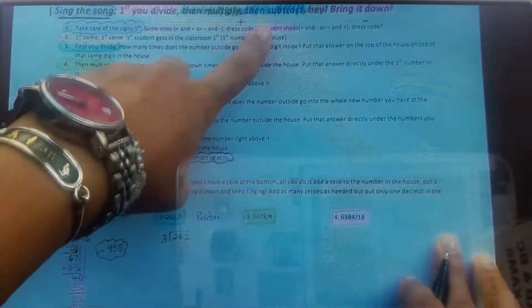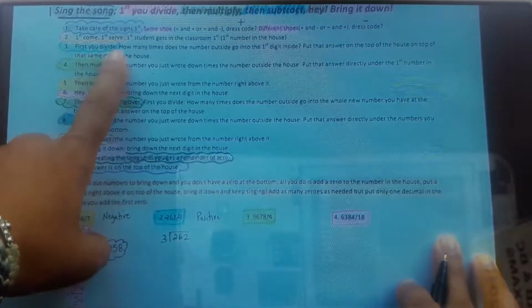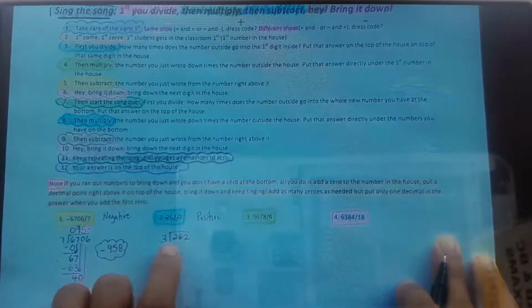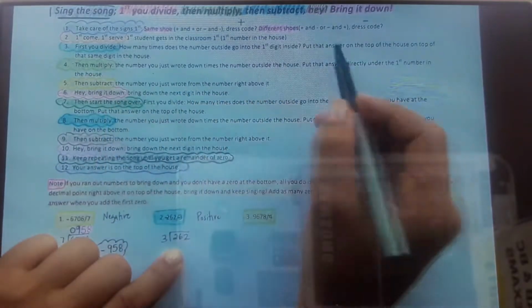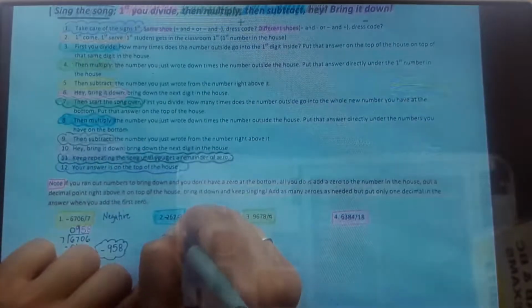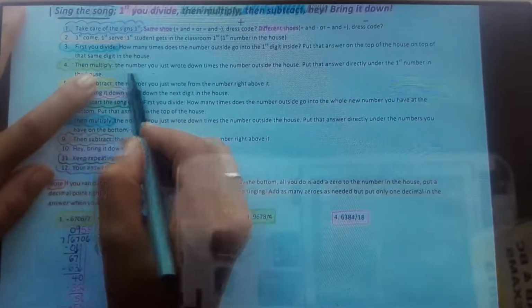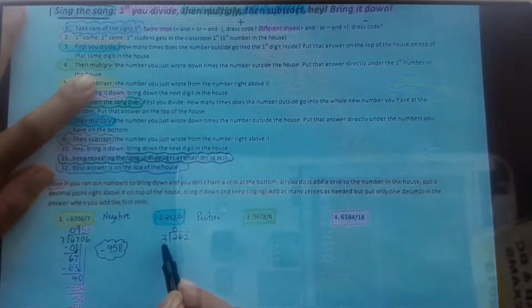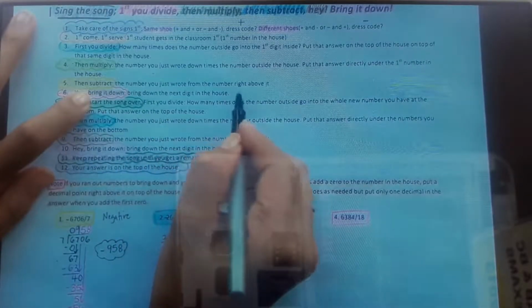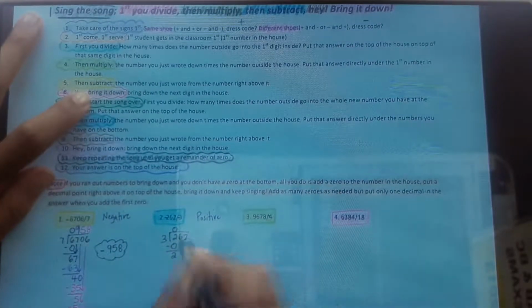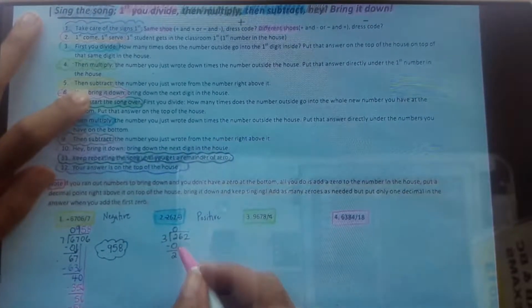First you divide, then multiply, then subtract. Hey, bring it down. So first you divide. 3 into 2, 0. Then multiply. So we're doing 0 times 3, 0. Then subtract. Then we're subtracting those two numbers. It's going to be 2. Hey, bring it down. What am I bringing down? I'm bringing down the 6.